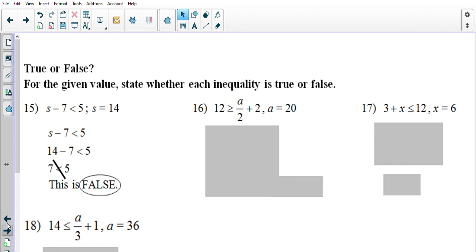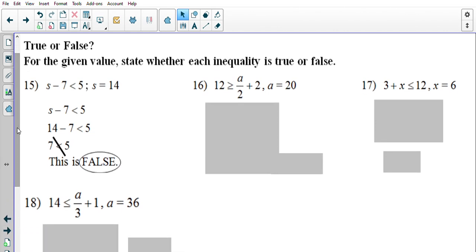All right, so the last thing we want to finish in this video with is some true or false questions. It says, for the given value, state whether each inequality is true or false. So you're going to replace the variable with the number that's provided and see if you get a true or false statement. You can see from number 15, which is done, we get 7 is less than 5, which is not true. It's a false statement.